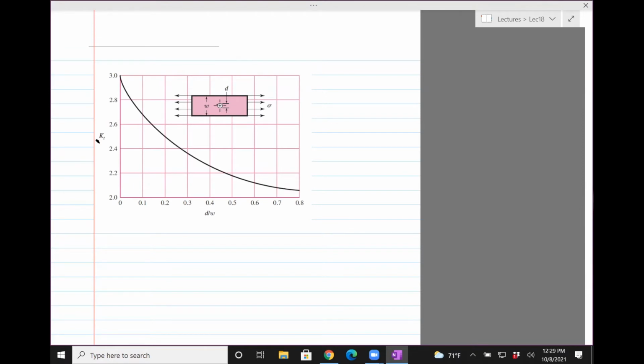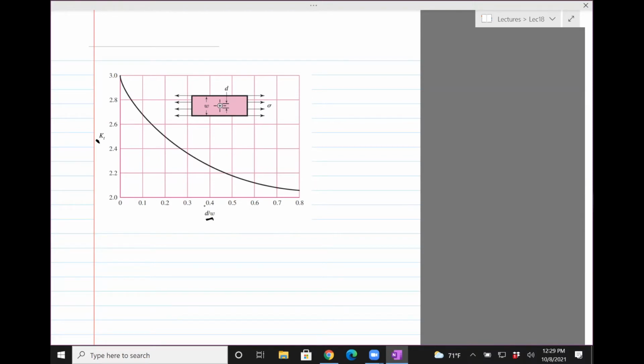However, if you introduce a hole with diameter D, then depending on the ratio of the diameter of the hole to the width of the plate, the stress concentration will keep changing. As the ratio increases, you can see that the stress factor KT keeps going down, which means that the maximum stress also moves down.